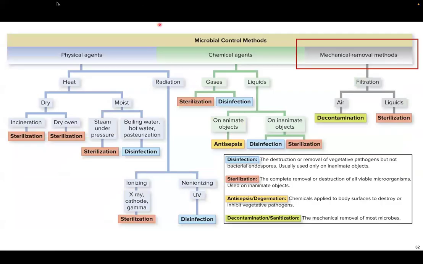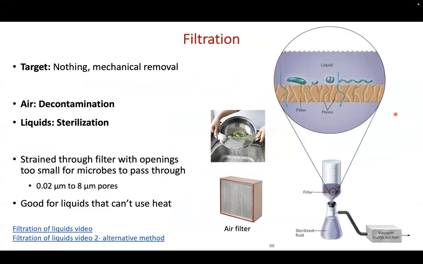So now that we have finished talking about the physical agents, let's talk about the mechanical removal methods. Under mechanical removal methods, we have filtration, and under filtration, we have air, which is for decontamination, and the second one is liquids, which is for sterilization. Using filtration, the target is basically nothing. It's just mechanical removal of the microbe that you are targeting. You use air for decontamination and liquid for sterilization.